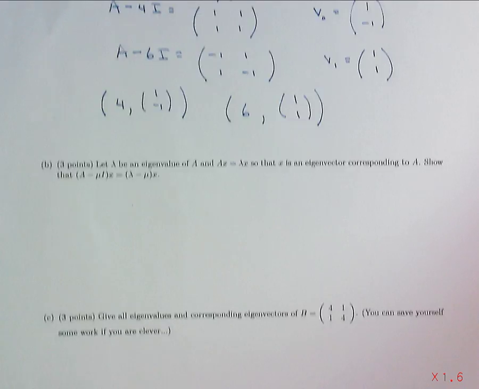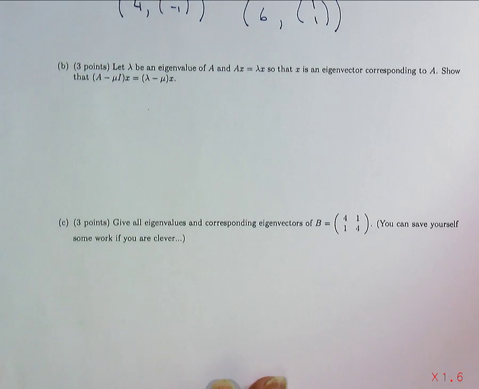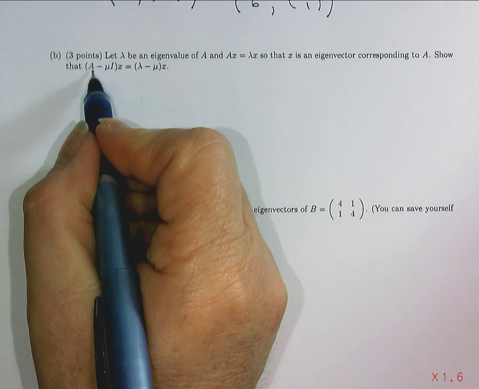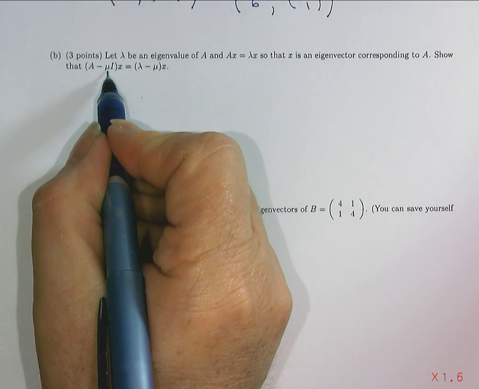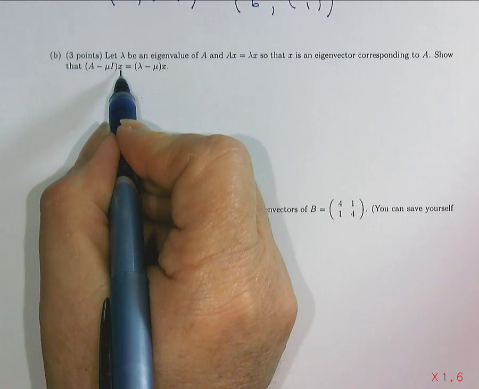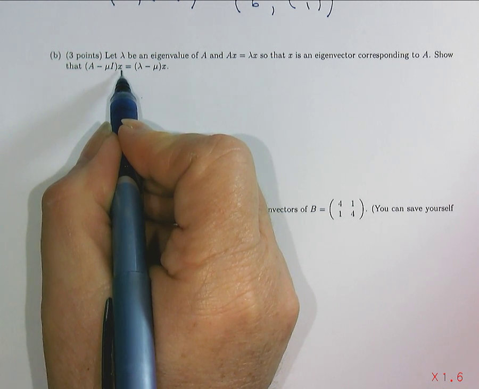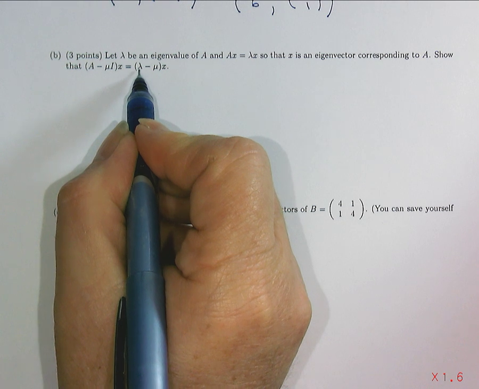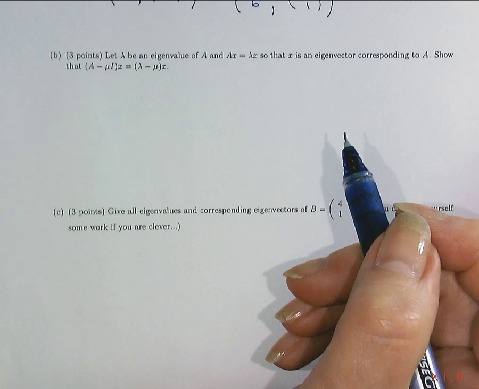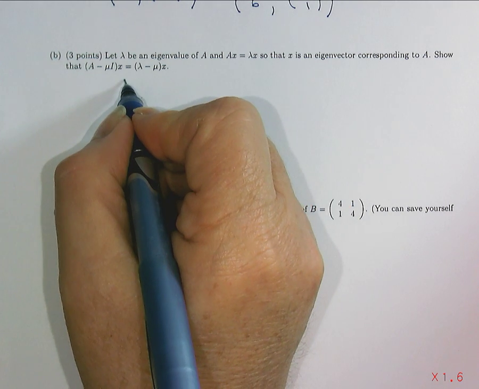Now in part B, we want to show that if lambda, x are the eigenpair for A, then A minus some scalar mu times the identity matrix times x, that eigenvector, is equal to lambda minus mu times x. And so let's prove that this is the case. So we'll start with one side.